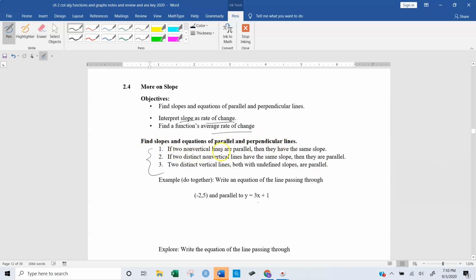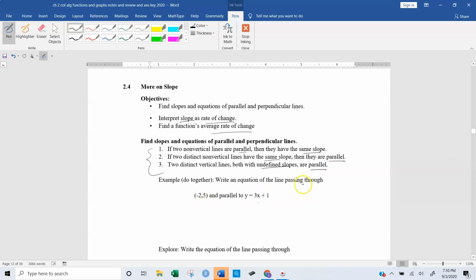Okay, if two non-vertical lines are parallel, they have the same slope. If two non-vertical lines have the same slope, then they are parallel. So you can do it either way, correct? It's an if and only if, basically. If two distinct vertical lines with undefined slopes are parallel. So if they're both undefined, or actually if they're both zero, they could be parallel.